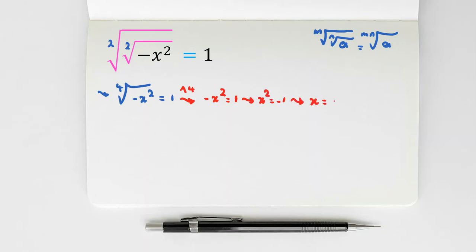So x equals plus or minus the square root of negative 1. We know the square root of negative 1 is i, so we can say plus or minus i. So the first two answers are these.